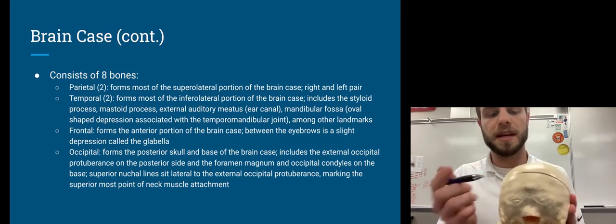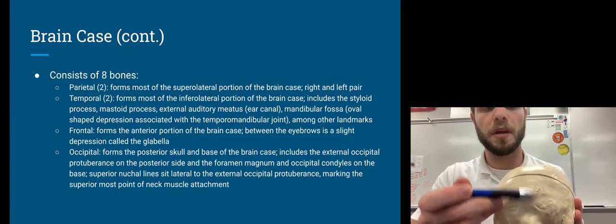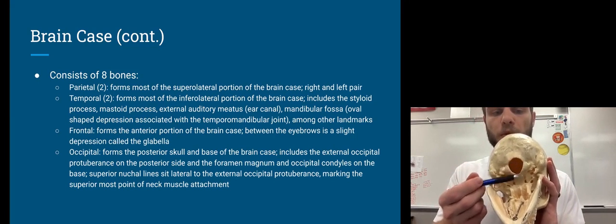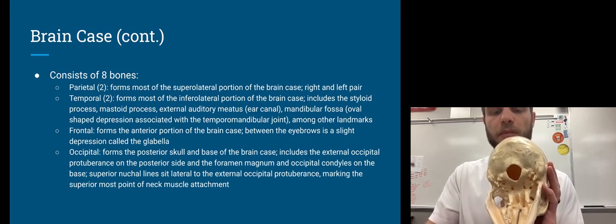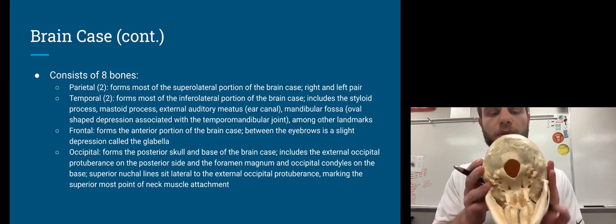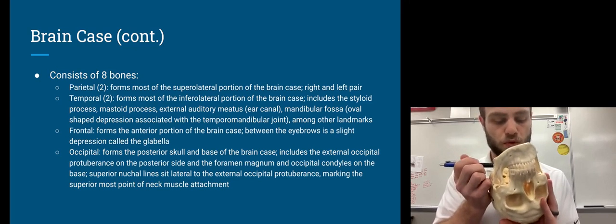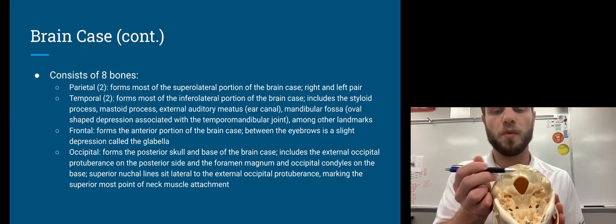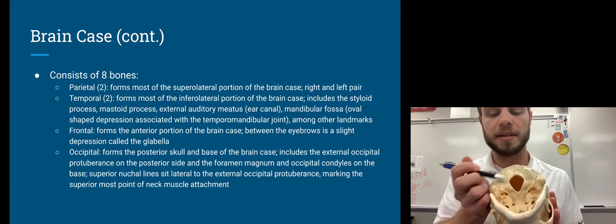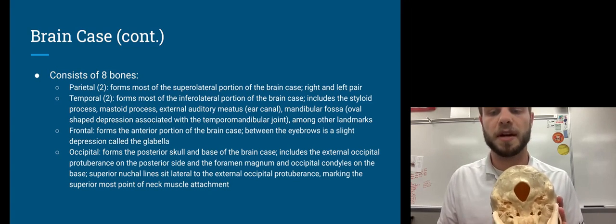And it includes things like the external occipital protuberance, this little bump here, more pronounced in males, as well as the foramen magnum, or big hole in the bone. That's going to be where the spinal cord exits. You do also have occipital condyles here on the base, if I can find them from this direction. That's where your first vertebra, the atlas, is going to articulate, on those occipital condyles.